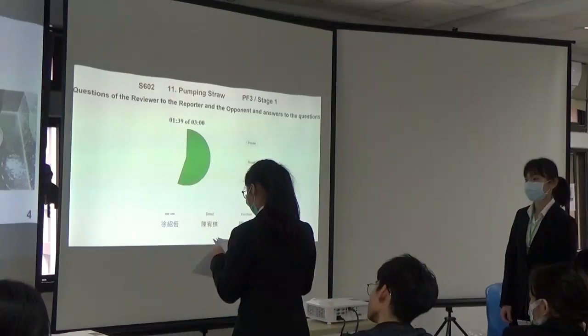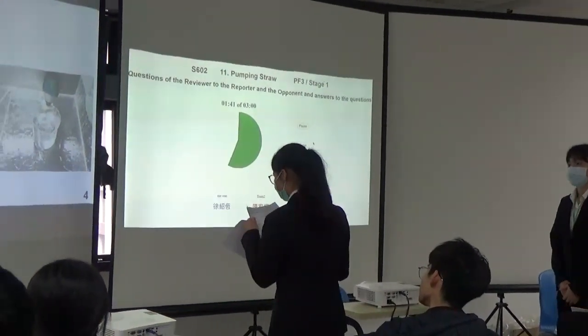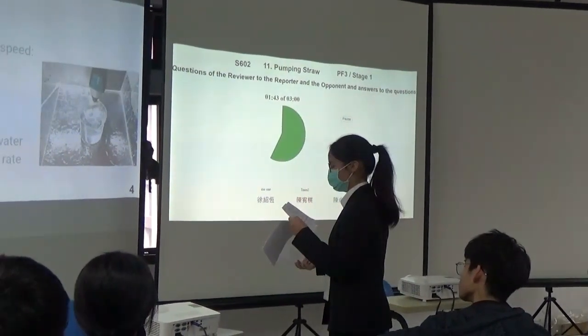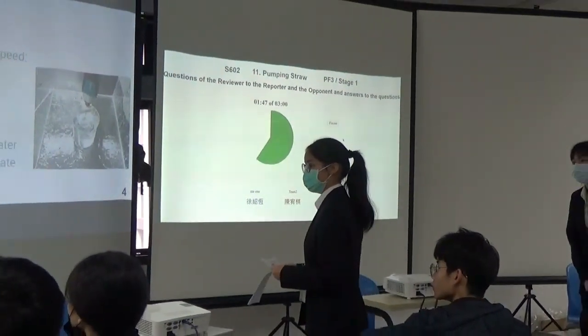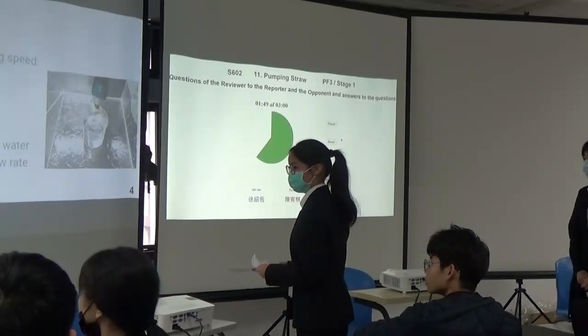Thank you. So the next question for both: do you think there will be a boundary condition of the length of the straw? Why or why not? The density of the straw. Boundary condition of the length of the straw.